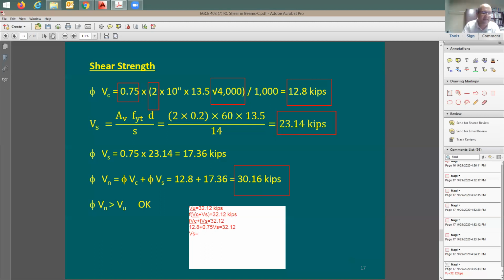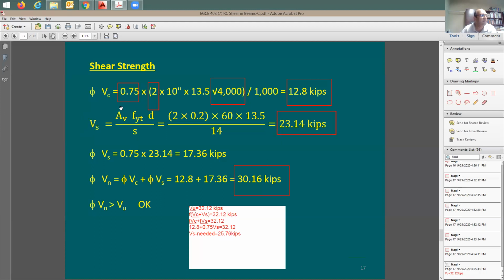Tell me here the Vs value needed. This is going to be Vs needed, isn't it? Yes. This is not the Vs provided. This is going to be the needed value, right? Otherwise, the beam is not going to be good. How much is that? Would it be 25.76? Yeah, kips. This is very good, right? Now I have an equation for it.